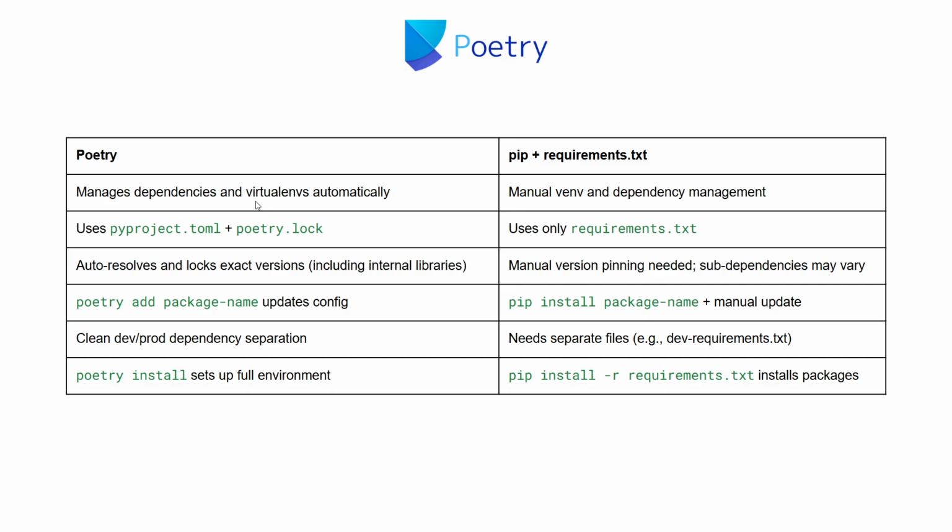Whereas in the case of Poetry, most of these things are managed automatically, including the dependencies and the virtual environments. In Poetry, there are two key files: one is our pyproject.toml file and the other is poetry.lock. These two files are going to contain information on the project. It's going to contain the information about the library versions that you're going to need, and poetry.lock is going to log all the dependencies that you need. So if you're using pandas, what's the exact library version it has to use and so on.